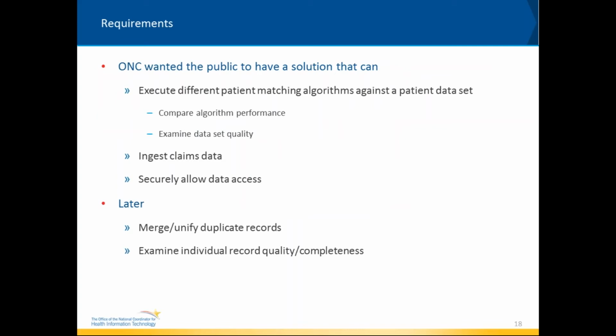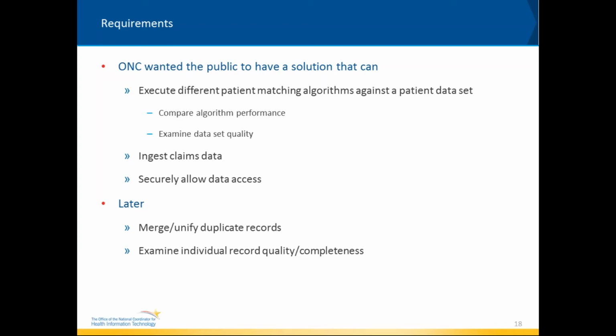So ONC had a couple of things that they would like us to be able to do. They wanted us to be able to execute different patient matching algorithms against the patient data set. So this data set that we were going to calculate electronic clinical quality measures on top of. They wanted to be able to do things like compare algorithm performance. So given that we have a known set of matches, could we have a bake-off, so to speak, between different algorithms against the same data set?